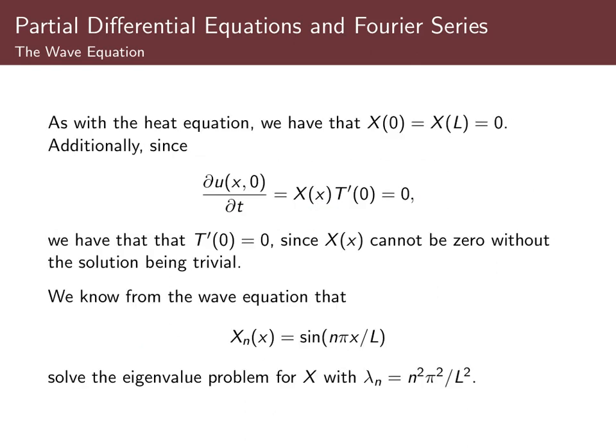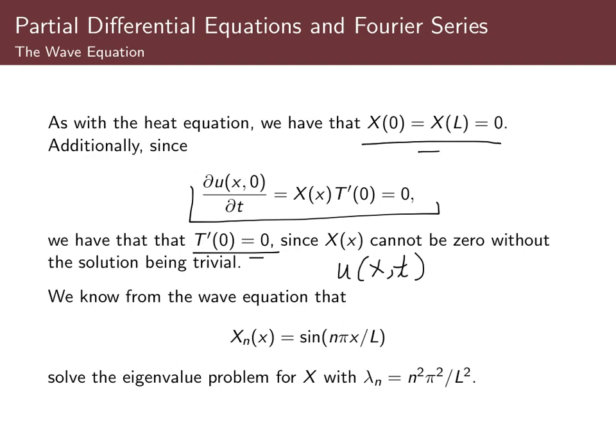As with the heat equation, we know that the values of X at the endpoints are 0, and additionally, since we know that the initial velocity of the string is 0, we have that T prime of 0 is 0, because u is written as X(x)T(t), and we can't have X(x) being 0 for all x without the solution being trivial. We have one initial condition for T.